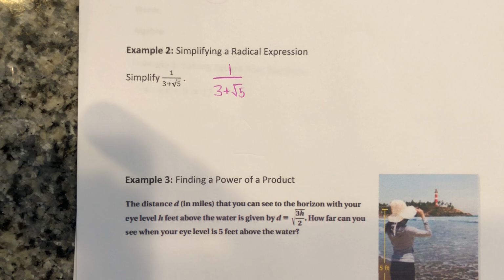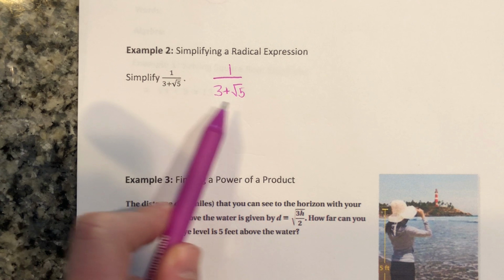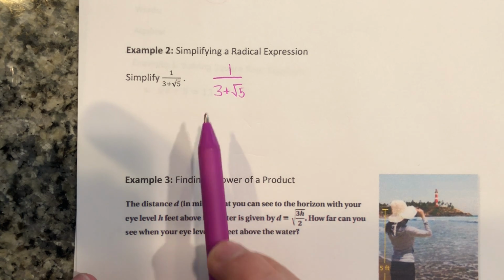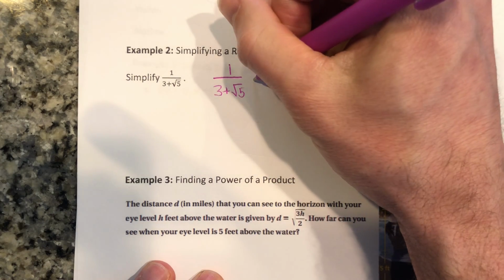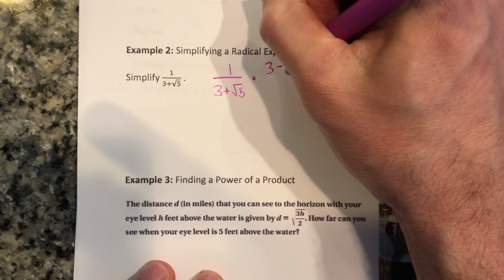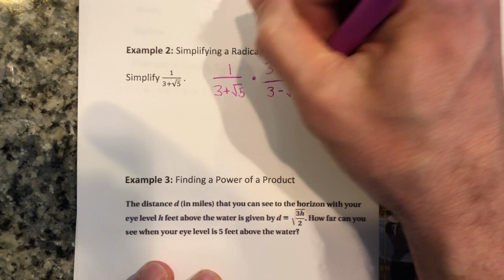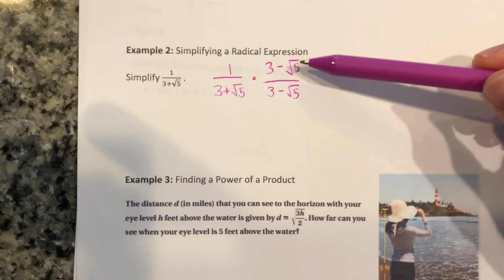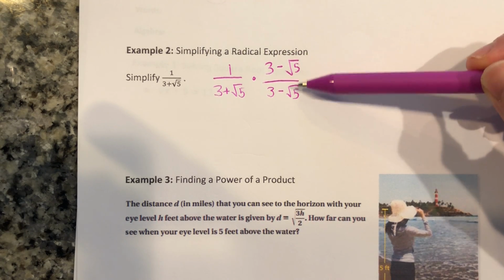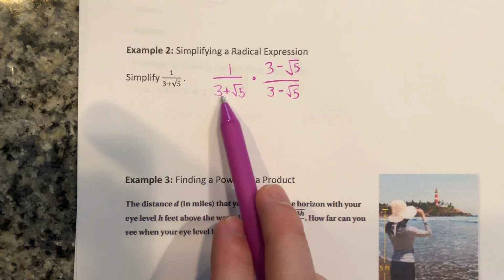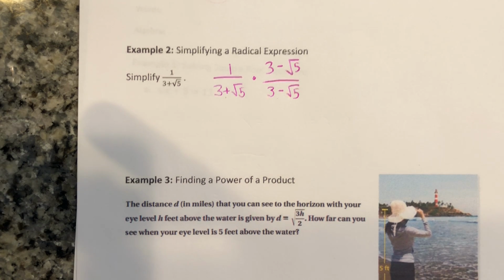And we're still going to want to multiply by a form of 1. But in this case, since this is an expression down here, it's not just a square root, we're going to multiply by what we call a conjugate. This is 3 plus the square root of 5, so we're going to multiply by the form of 1 of 3 minus the square root of 5 over 3 minus the square root of 5. This is still a form of 1, right? An expression divided by the same expression is a form of 1. But the key here is making sure you have opposite operations. And watch what happens when we do this.